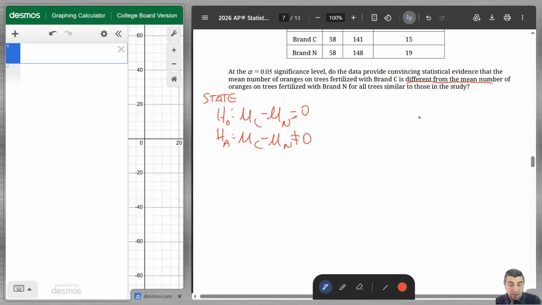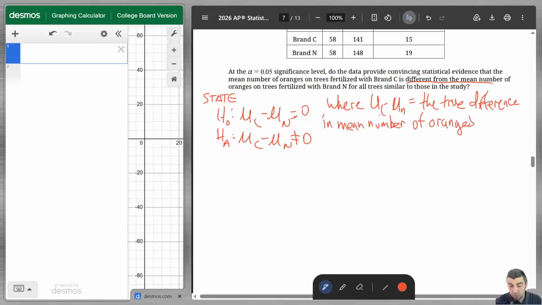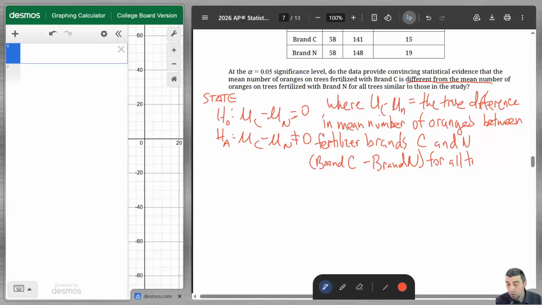Now we have to define what we mean here. We have to define the parameter where mu C minus mu N equals the true difference in mean number of oranges between fertilizer brands C and N, where brand C minus brand N is the difference, for all trees similar to these in the study. We'll use alpha equals 0.05.